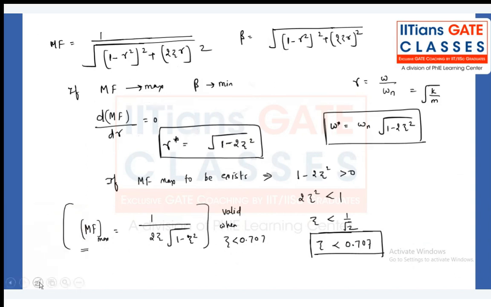That means, in other words, if I have zeta more than 0.707, the maximum magnification factor will not exist. It is one only. Put zeta 0.8, my dear friend, what are you going to get? Let's say if you put zeta equal to 0.8.